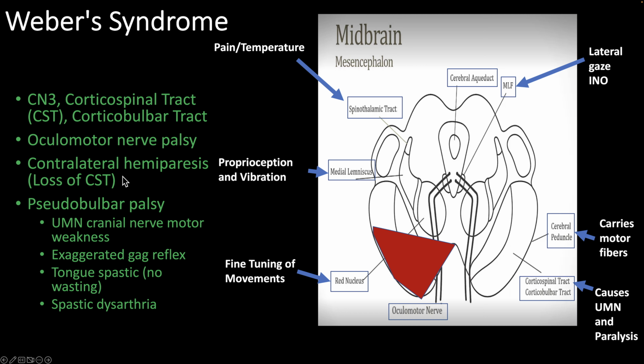And we know the corticospinal tract is responsible for the whole motor, right? Then you're going to get a pseudobulbar palsy with an upper motor neuron cranial nerve motor weakness. You're going to get an exaggerated gag reflex, a spastic tongue. Again, no wasting. And you're going to have spastic dysarthria, which you can Google or YouTube to see how that looks.